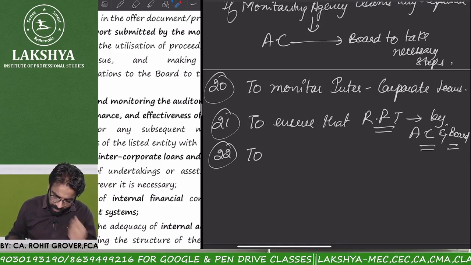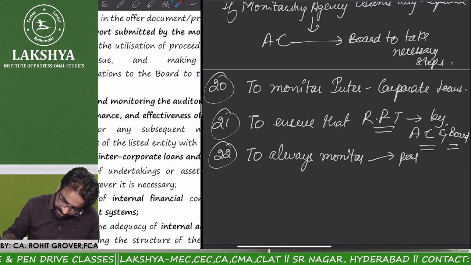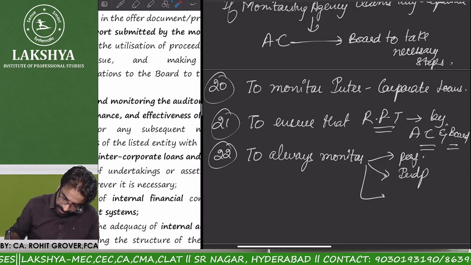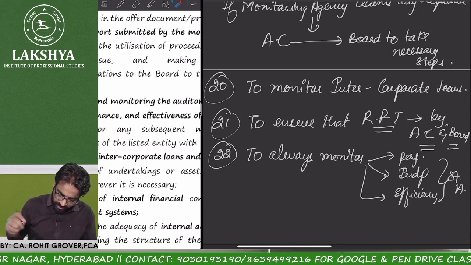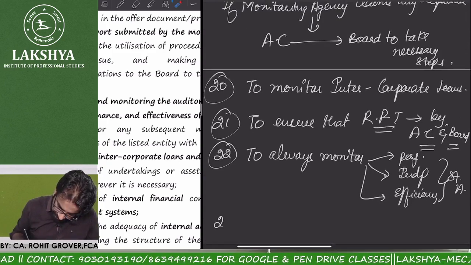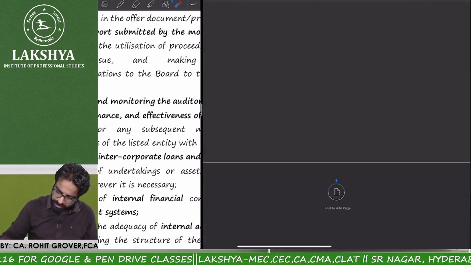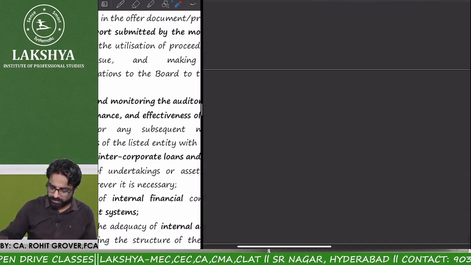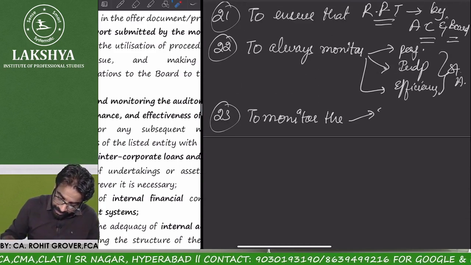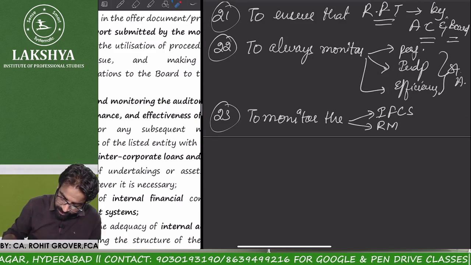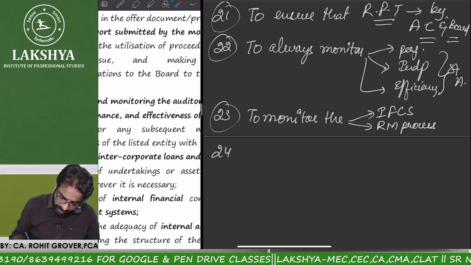Point number 22. To always monitor performance, independence, and efficiency of which auditor? Statutory auditor. So point number 23. To monitor, tell me, to monitor what? To monitor the internal financial control systems and risk management process of the company. Point number 24.